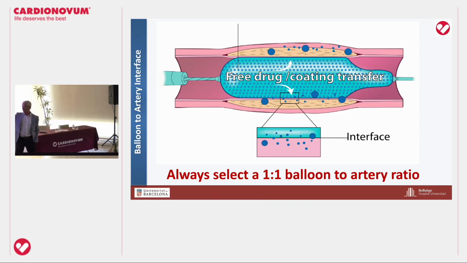To increase this interface for delivering and transferring from the balloon, you always have to select a 1-to-1 balloon to artery ratio to keep all of the balloon against the vessel wall.